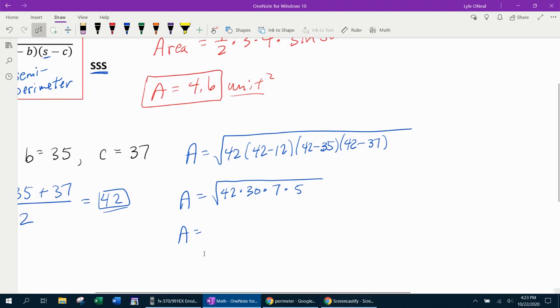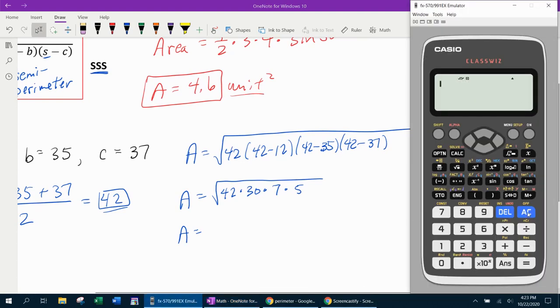Let me show you. With the calculator, you can simply do square root of 42, and then you can use the parentheses. 42 minus 12, 42 minus 35, and 42 minus 37. Do you see you can input it all at one time under the square root? Oh, and that's an integer too. That's kind of nice.